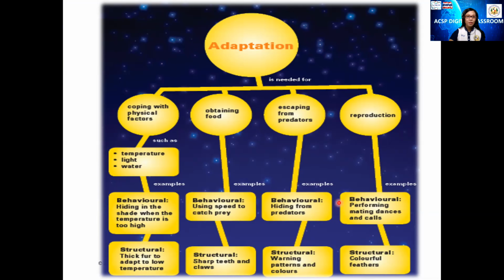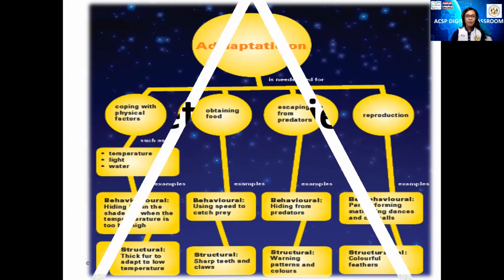All right, this is about the adaptation. This is coping with physical factors. What are the physical factors of environment? Temperature, light, water. So behavioral adaptation of animals, they hide in the shade when the temperature is too high. They have thick fur to adapt to low temperature. So this is the mind map about adaptation. Too easy to remember.